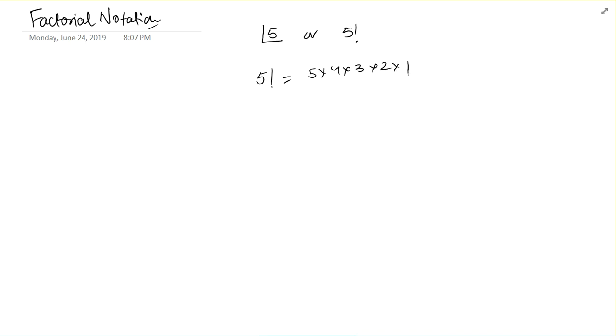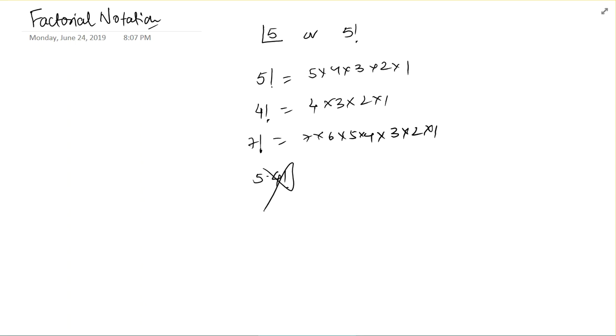4 factorial, for example, is 4 into 3 into 2 into 1. Similarly, 7 factorial is 7 into 6 into 5 into 4 into 3 into 2 into 1. Then what about decimal 5.4 factorial? It has no meaning. Factorial is defined only for non-negative integers. That means minus 1 factorial also doesn't have any meaning.